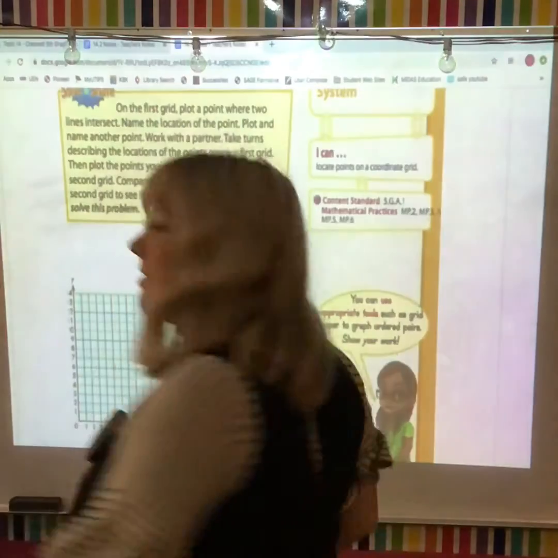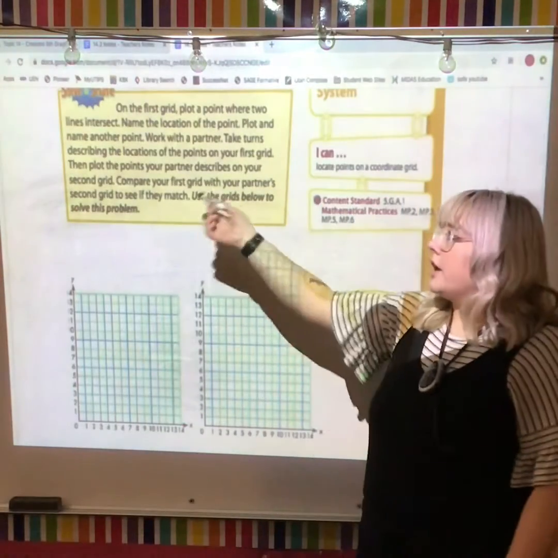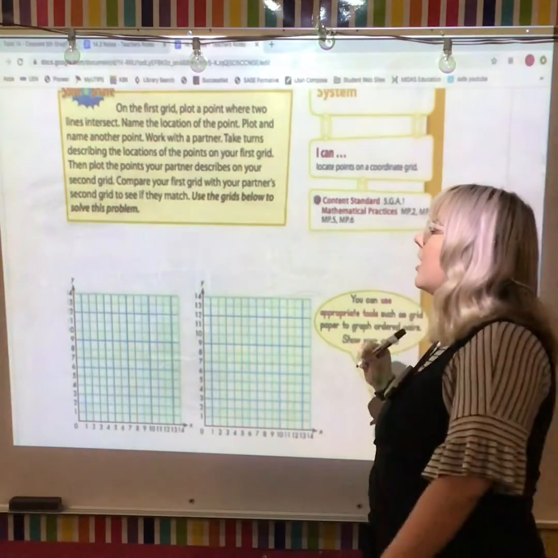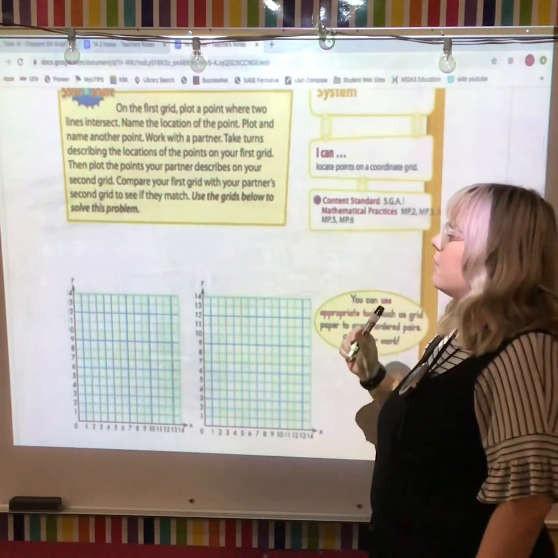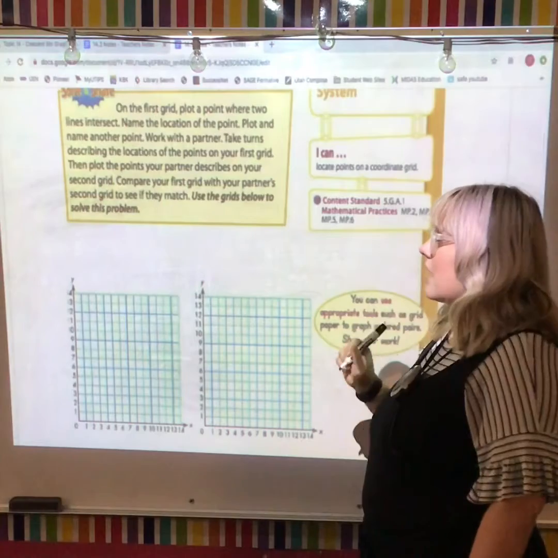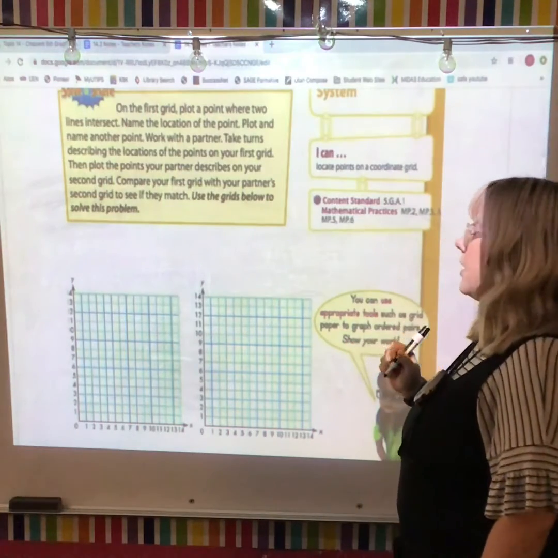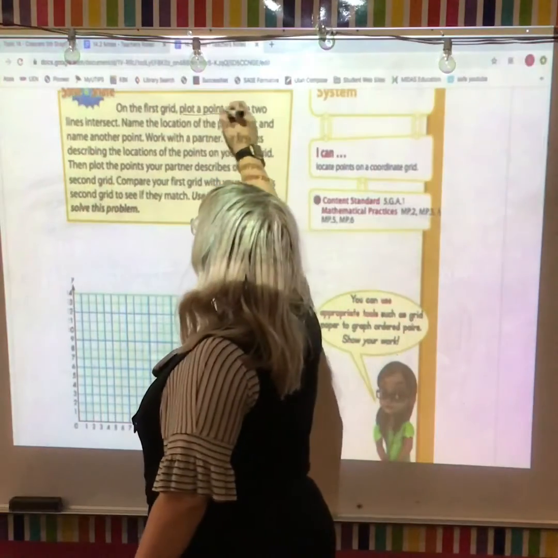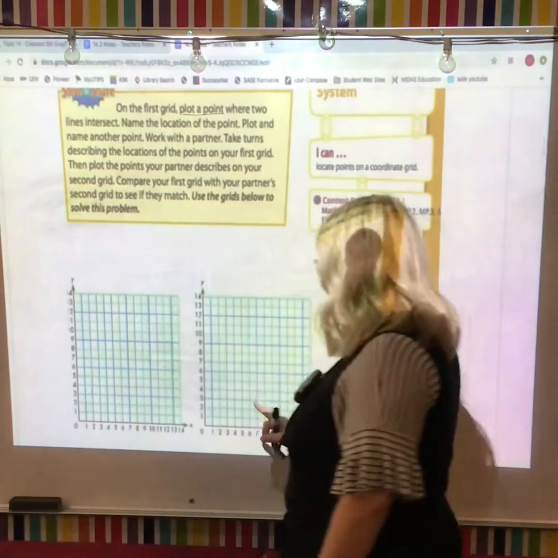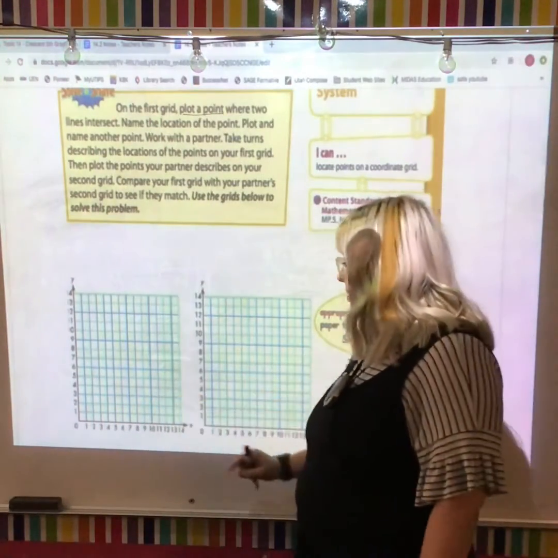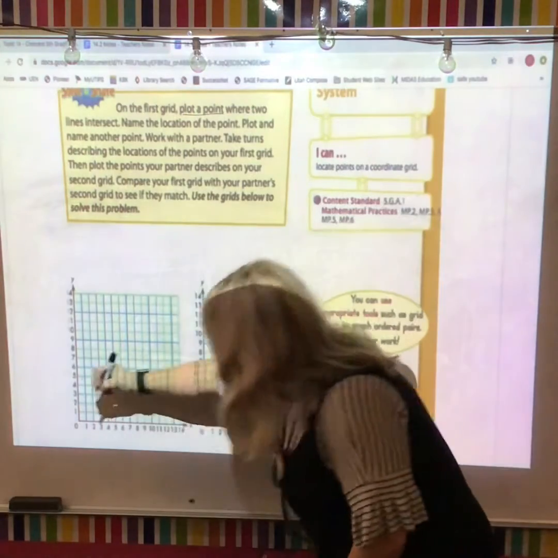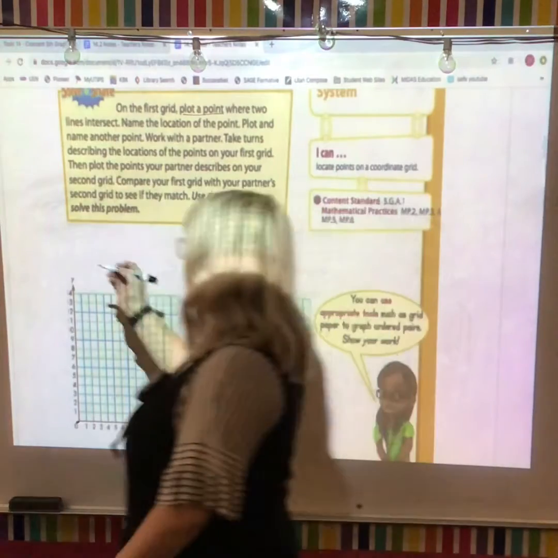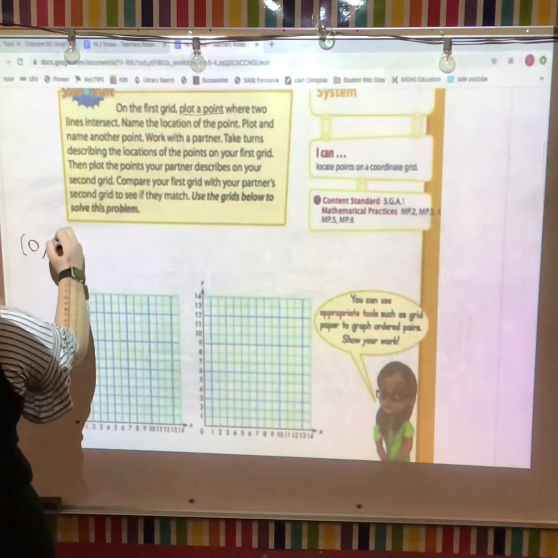Okay, so this is lesson 14.1. Go ahead and open your book to the Solve and Share and read the problem with me. Here we go. On the first grid, plot a point where two lines intersect. Name the location of the point. Okay, that's the first thing I'm going to do. If I'm looking at these two graphs, there's only two lines. So the point where the lines intersect is 0, 0.